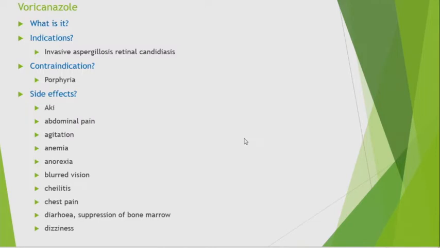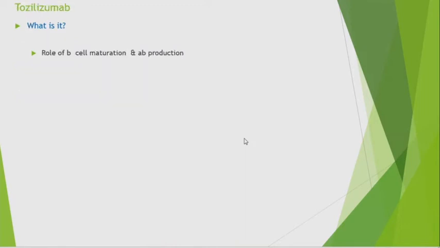Side effects: GI symptoms. That's right, very many GI symptoms. You can remember A, B, C, D. A: acute kidney injury, abdominal pain, agitation, anemia, anorexia. B: blood disorders. C: cheilitis, chest pain. Then you have diarrhea, dizziness. Suppression of bone marrow can also occur.